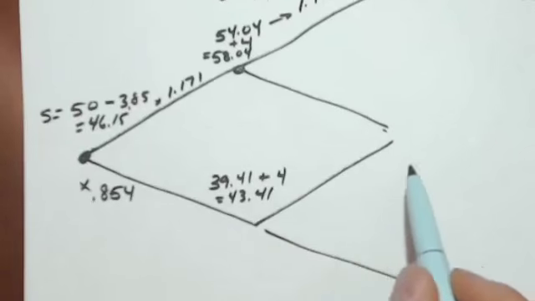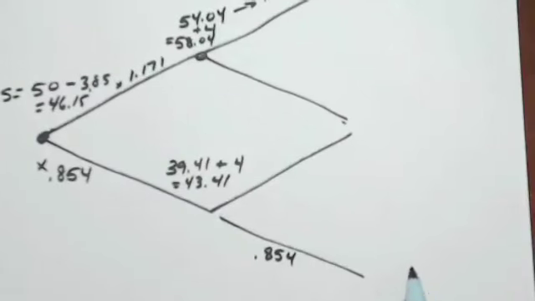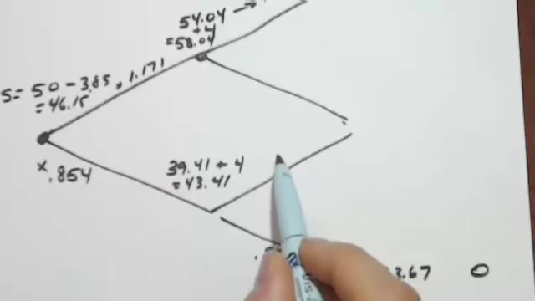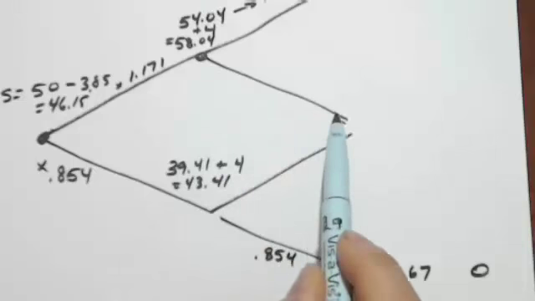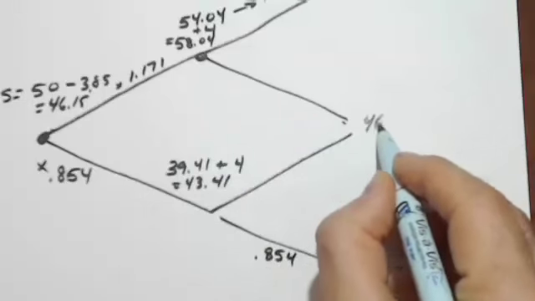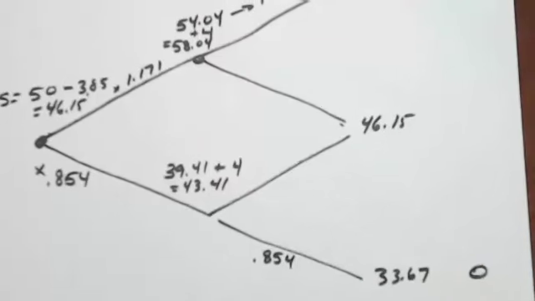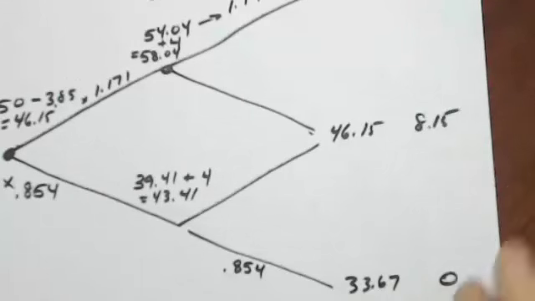It could go downward or it can go upward. If it goes downward, we're going to multiply it by the 0.854, and we're going to be at $33.67 for a stock price with a zero payout because the stock is out of the money. If it goes up 17.1% or it goes down, so it's only worth 85.4%, it'll be a recombining tree, and so you'll be at the 46.15. Okay, and the payoff for the option at that point will be 8.15.